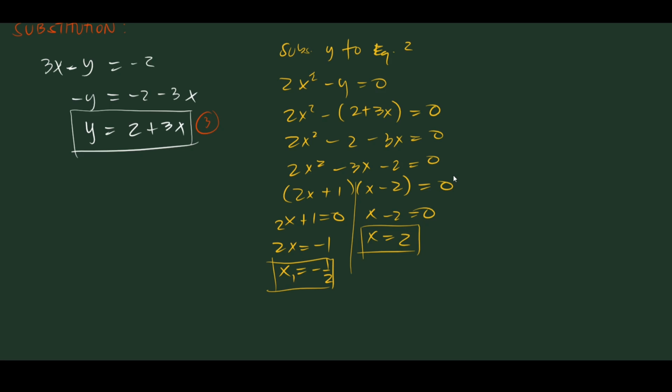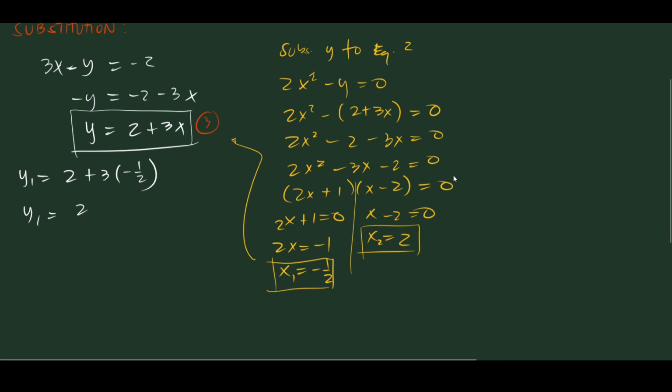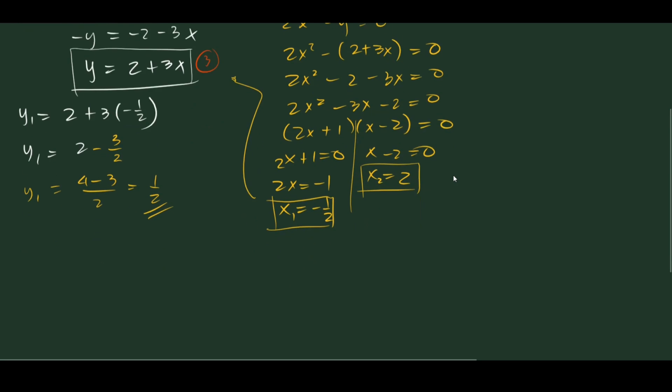Let's mark this as x1 and this one is x2. We substitute into our equation 3. For x1, y1 is equal to 2 plus 3 times negative 1 half. So y1 is equal to 2 minus 3 over 2. This will be 4 minus 3 over 2, right? So we get 1 half. So y1 is equal to 1 half. Let's write that down here: y1 is equal to 1 half.